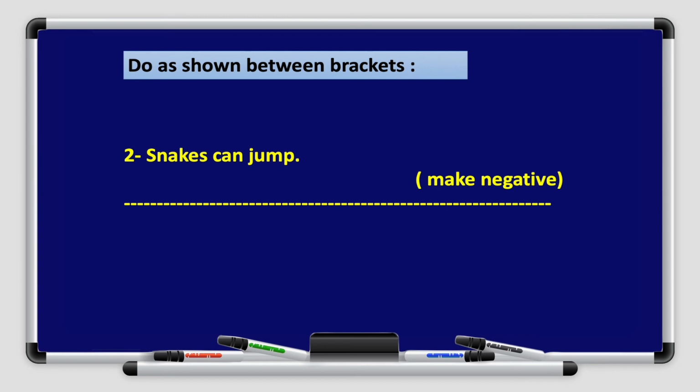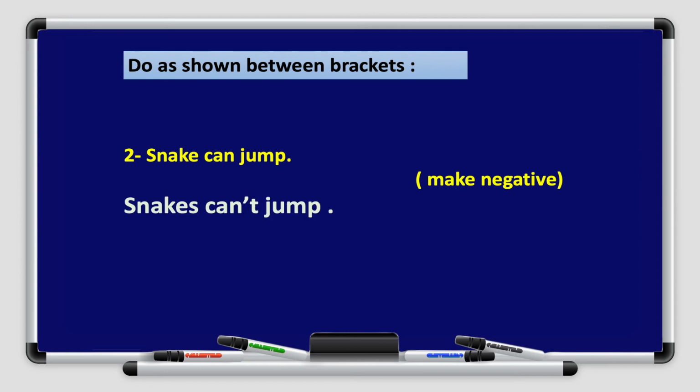Number 2, snakes can jump. Make it negative. What do you think? How will you change it into negative? Excellent. Snakes can't jump. We just put can't before the verb.